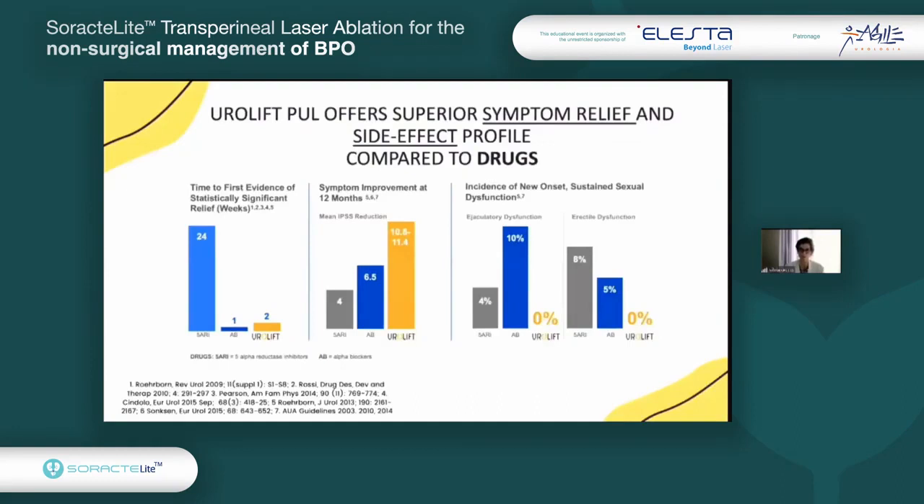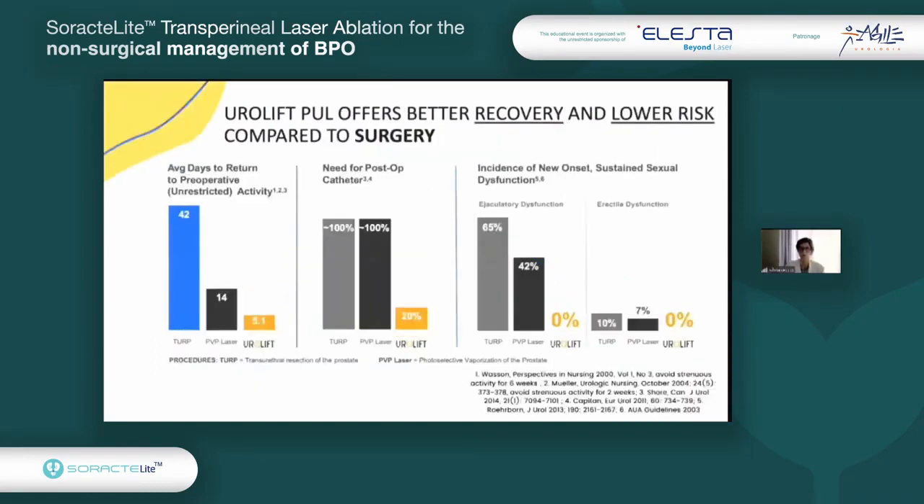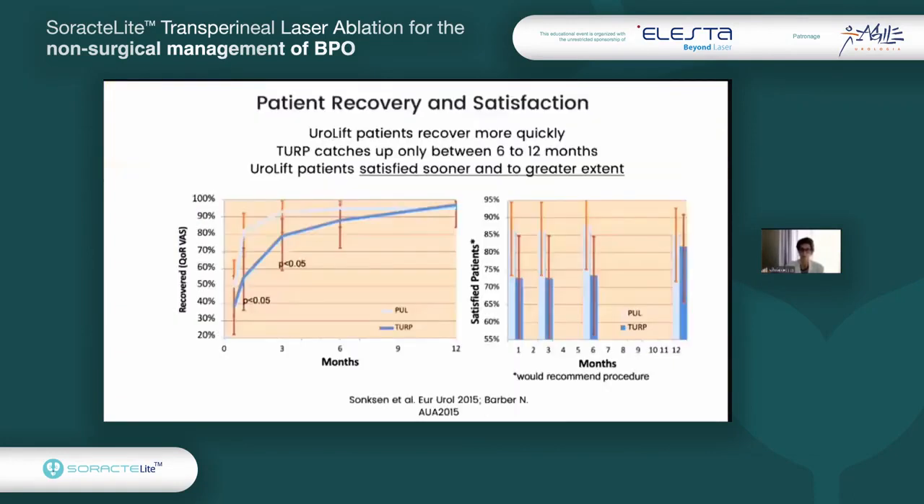In terms of IPSS improvement at 12 months, we see an improvement of more than 11 points, and in all the treated patients there's no erectile dysfunction and, moreover, no ejaculatory dysfunction. The Urolift also offers better recovery compared to surgery. These studies have compared it to TURP and laser treatment. The patient after the Urolift can return to his habitual activities after 5 days, and only in 20% of patients is a catheter placed. Also here, there are no ejaculatory or erectile dysfunction problems.